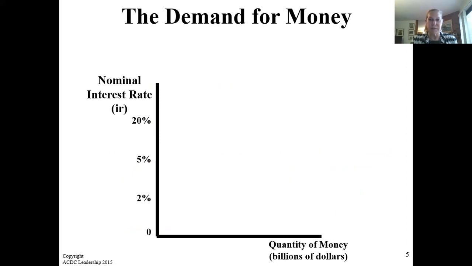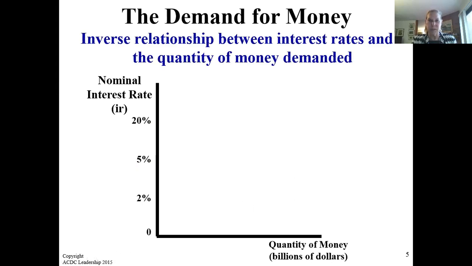Okay, here's a new diagram for you to memorize and set up. And this is the demand for money. On the vertical axis, we have nominal interest rate, otherwise known as IR, and that's a percentage rate. And then we have the quantity of money in billions of dollars in this particular case. So you have nominal interest rate on the vertical and quantity of money on the horizontal. There's an inverse relationship between interest rates and the quantity of money demanded. So of course we have a negative sloping money demand line.